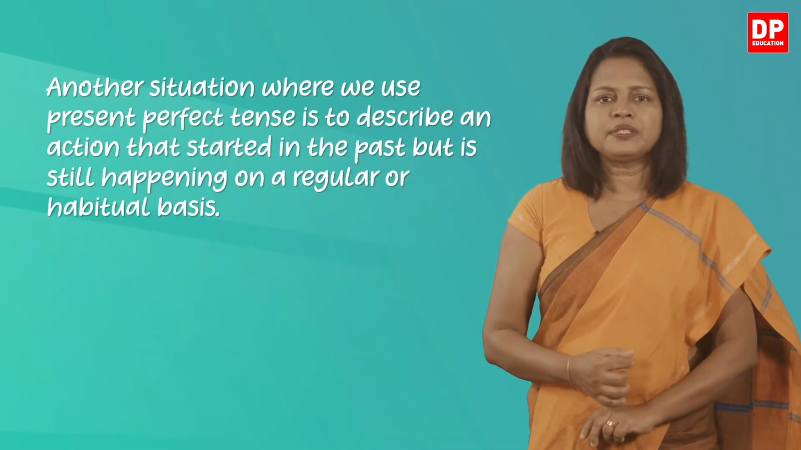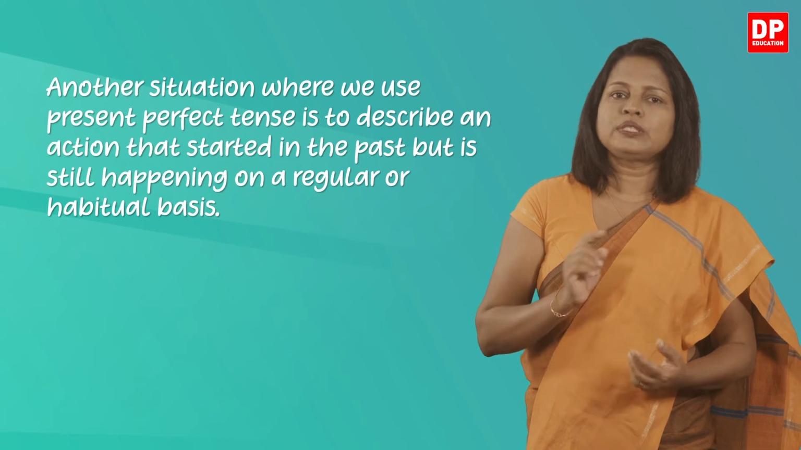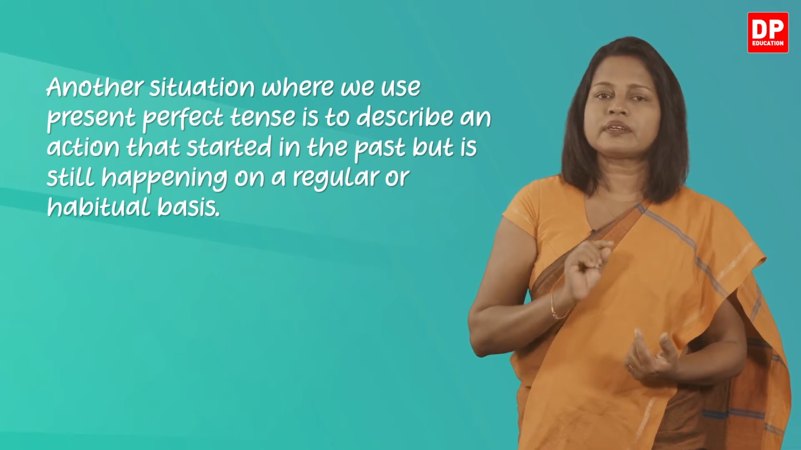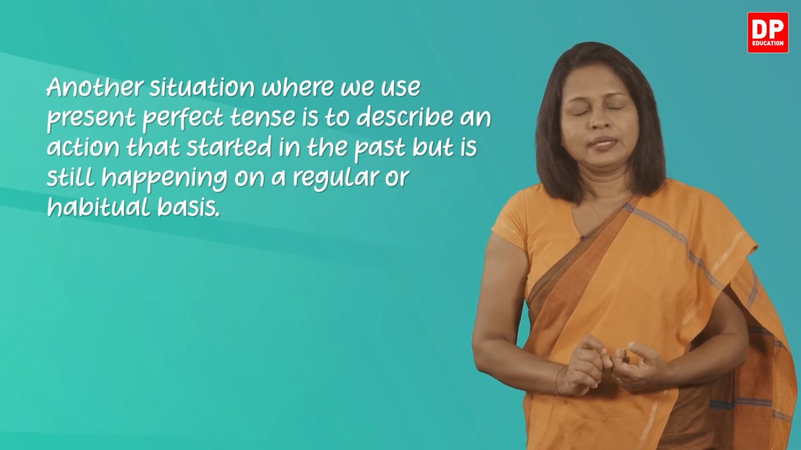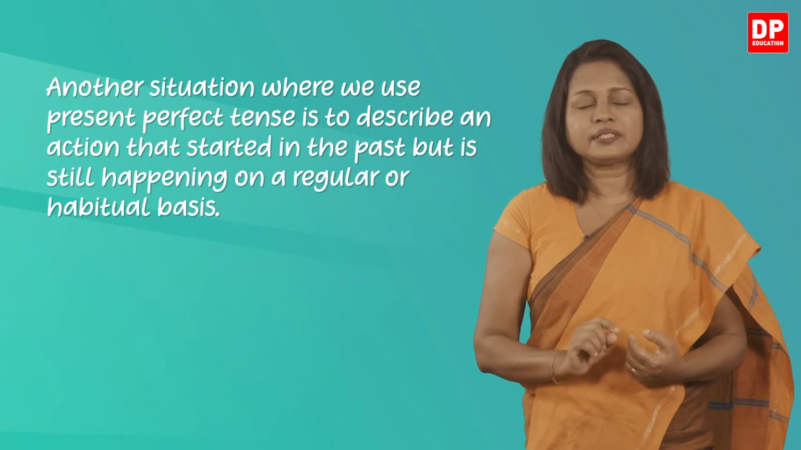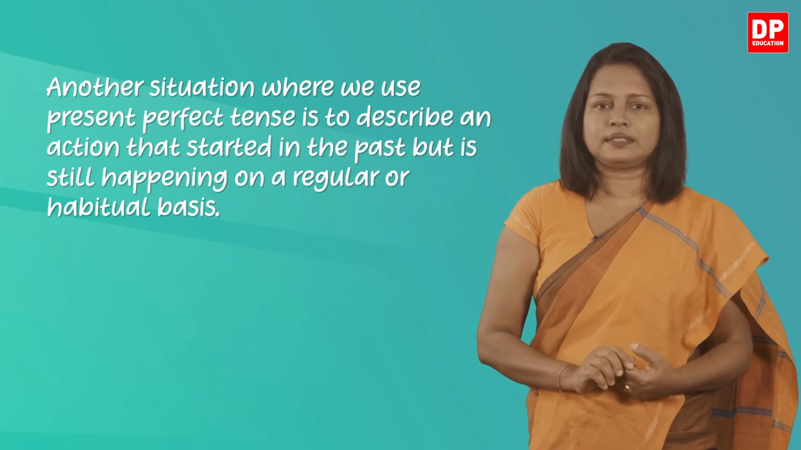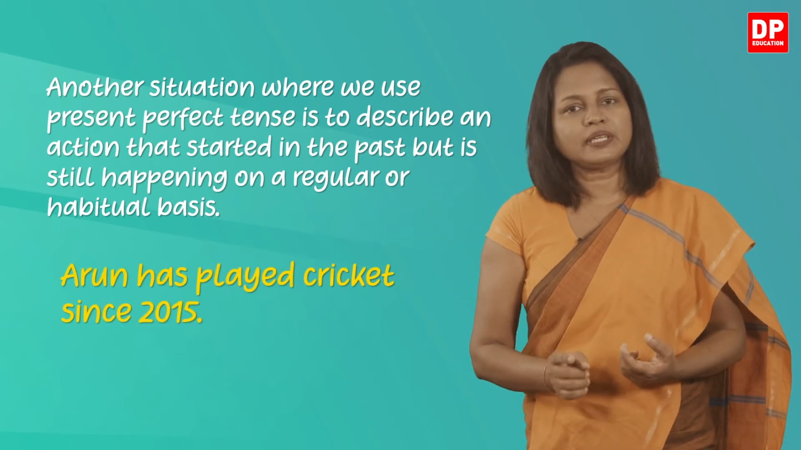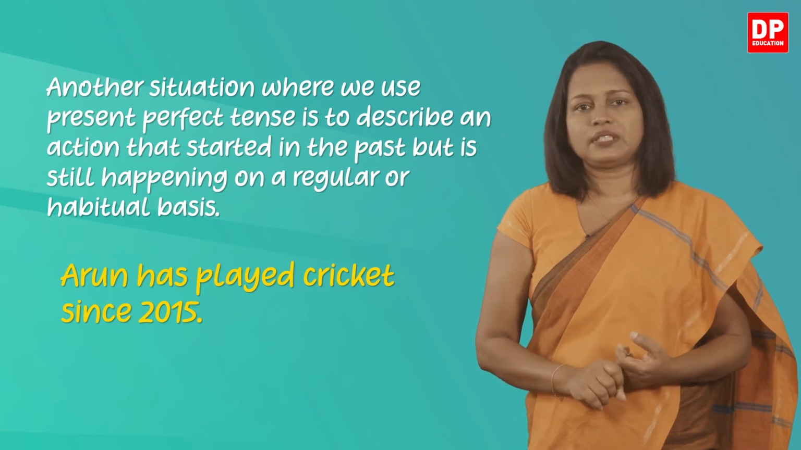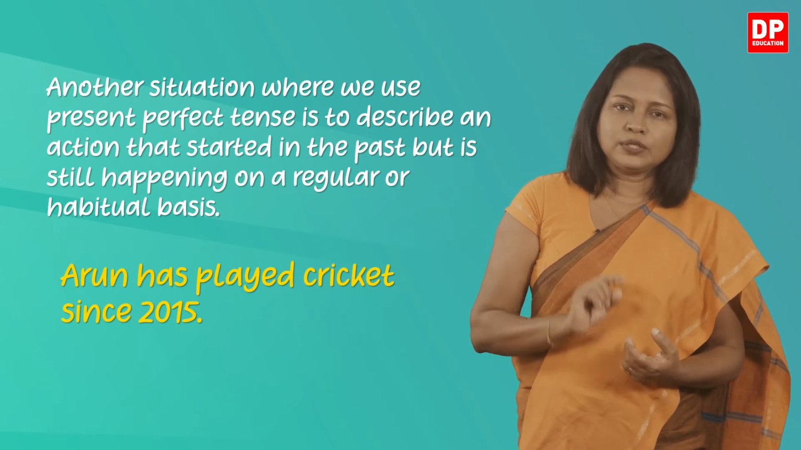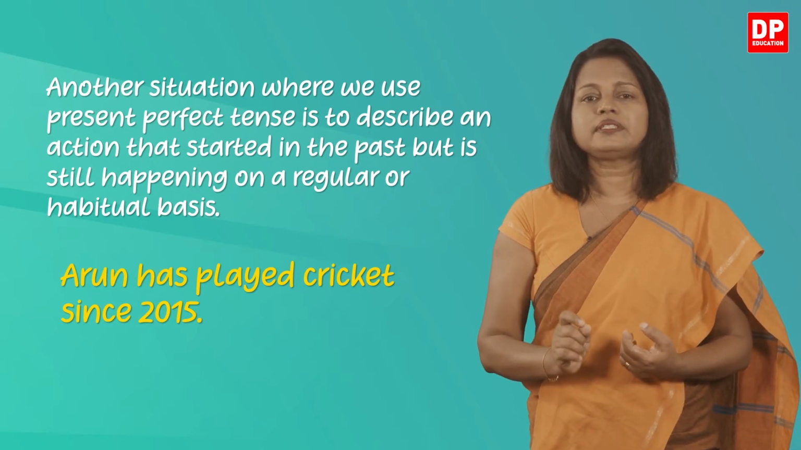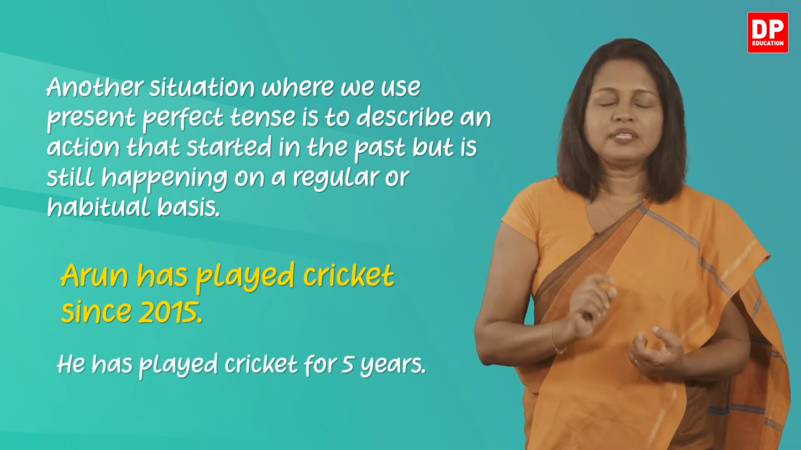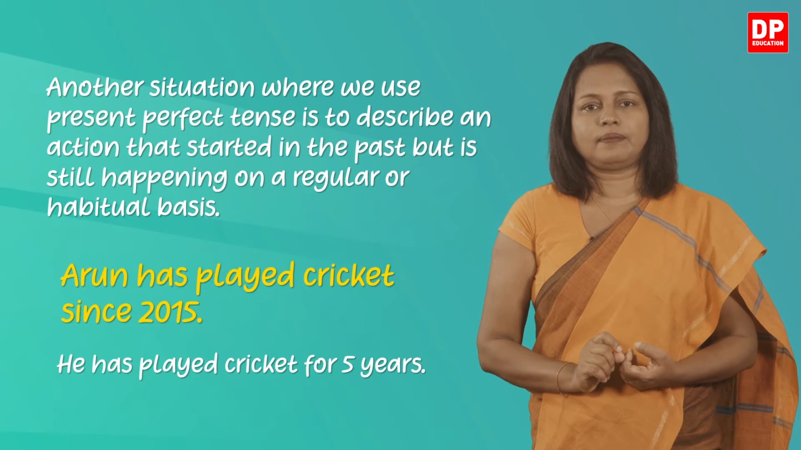Another situation where we use present perfect tense is to describe an action that started in the past but is still happening on a regular or habitual basis. In this situation, the time the action started is stated in the sentence. Look at this example. Arun has played cricket since 2015. This shows he started to play cricket in 2015 and still plays it. He has played cricket for 5 years.